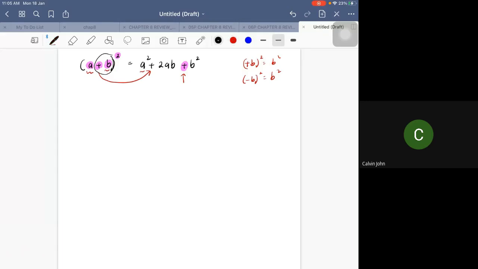Okay, ataupun contoh dia, so katakanlah I have an expression of 2x tambah 1 kuasa 2. No, sebenarnya kita tolak. So 2x tolak 1 kuasa 2.